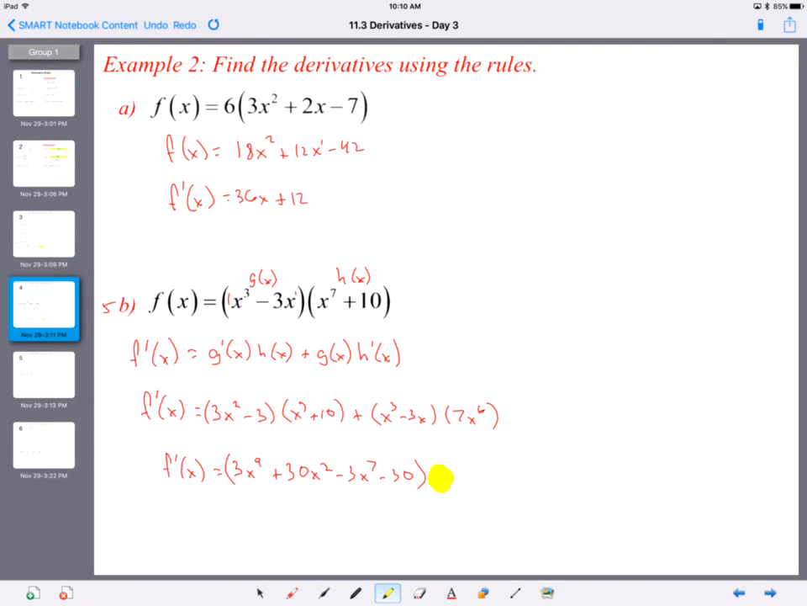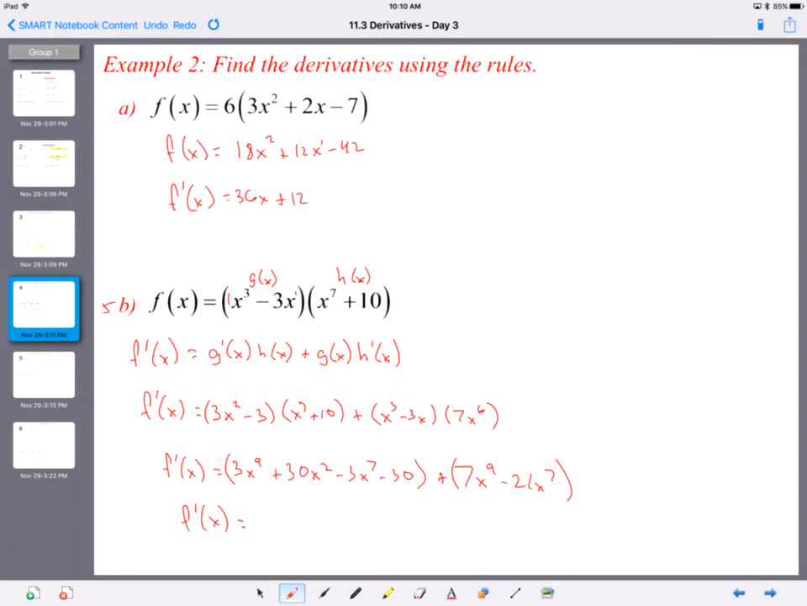Plus, now it's just a monomial times a binomial, so that's 7x to the 9th minus 21x to the 7th. And so that's that second part that's being multiplied.